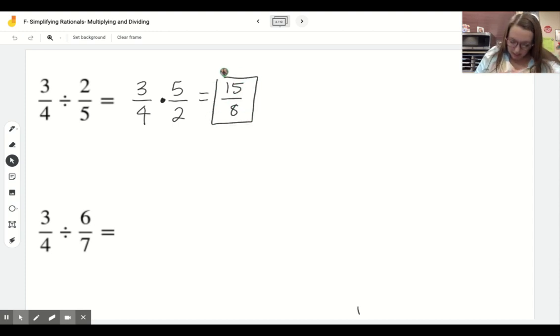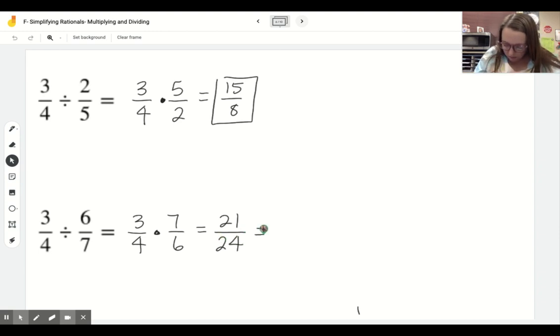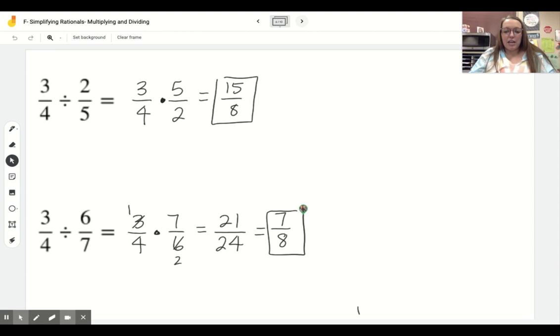Okay, again, keep, change, flip. Keep the first fraction the same, change the division to a multiplication, flip the 6/7 to be 7/6. 21 over 24, which simplifies to 7 over 8. We could have simplified that right here and gotten 7 over 8 either way. That's your most simplified answer.